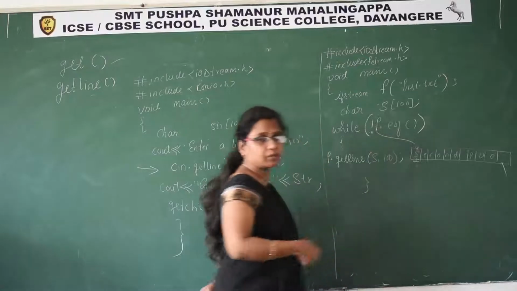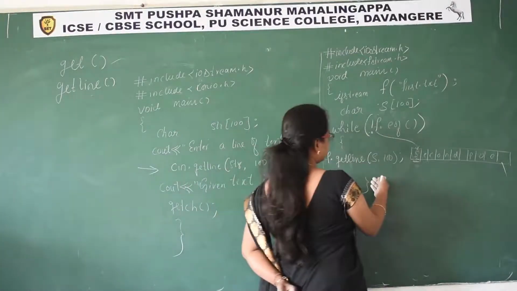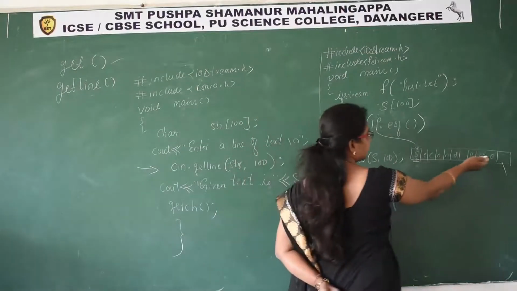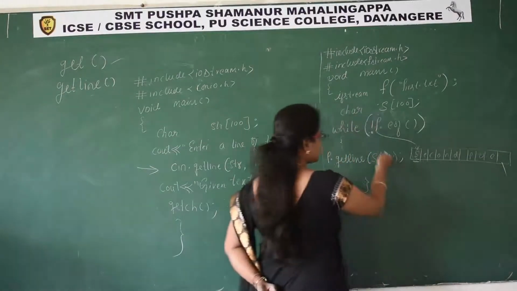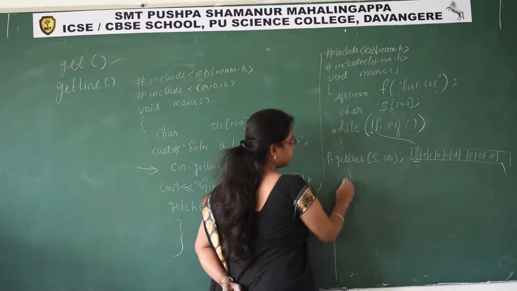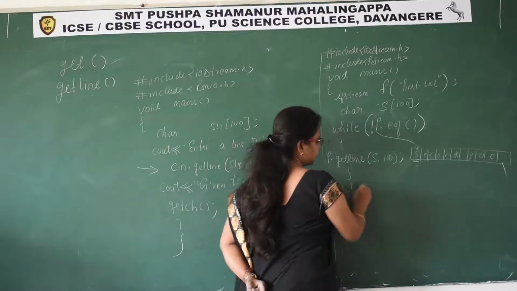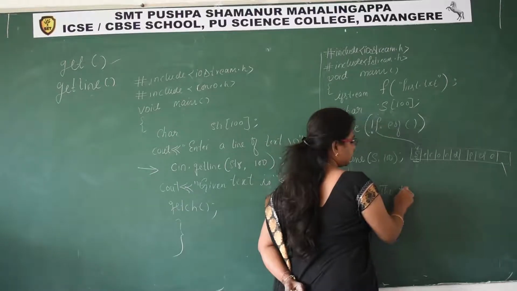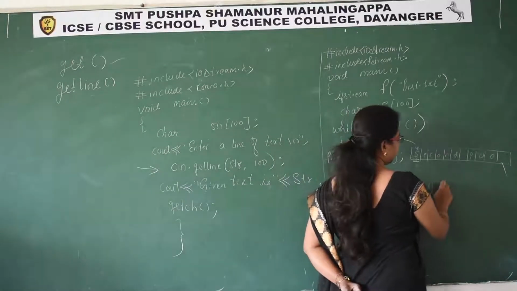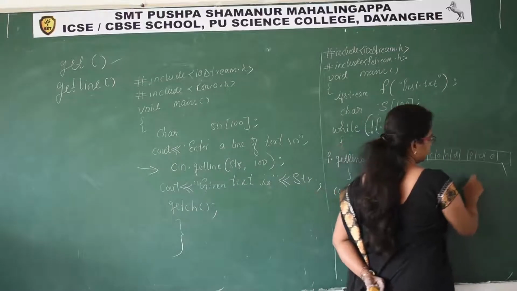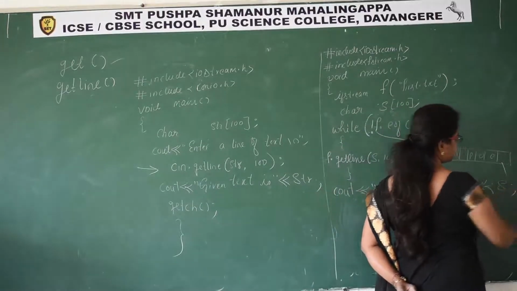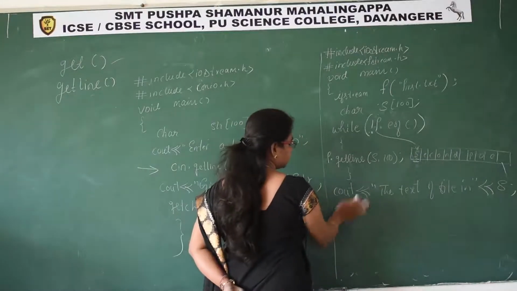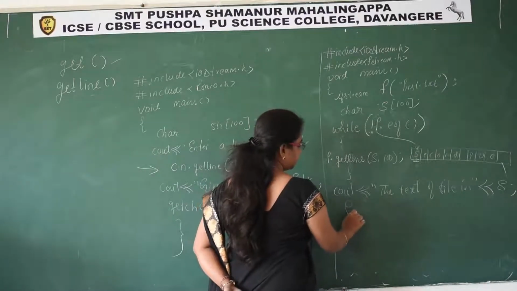If 1 comes inside the while, what does it mean? It has to enter the loop, then it enters the loop. f dot getLine: at a stretch it reads a line of text and stores it in s. After that you can display with cout insertion, the text of the file is s. Understood? After that I'll close the file, f dot close.